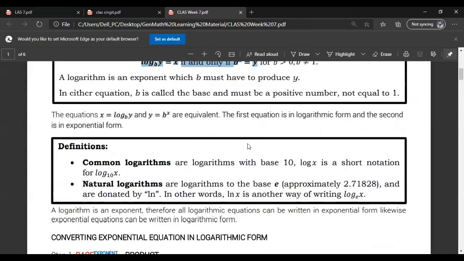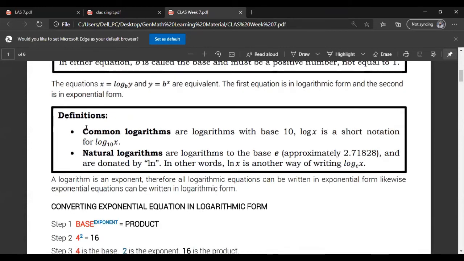Pero before that, I want you to be introduced to this topic, though we will be having an in-depth discussion of these kinds of logarithms. So we have common logarithms and natural logarithms. This is really important for you to know kasi these are unique logarithms. Okay?